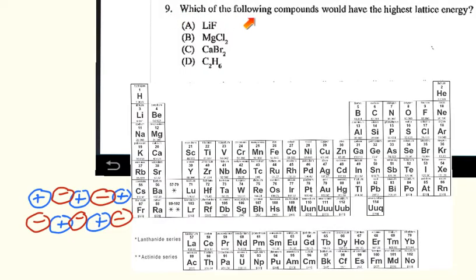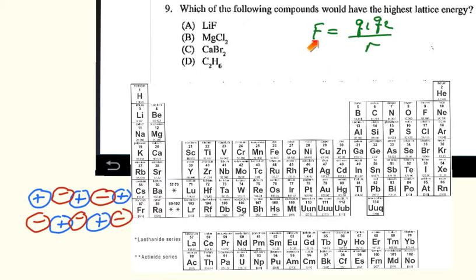Number 9, which of the following compounds would have the highest lattice energy? So I've drawn a lattice down here where we know the positive and negative ions line up in this sort of matrix or lattice. And lattice energy is the amount of energy it takes to break apart the ions. So the higher the lattice energy, the stronger the bond between these ions. And you remember that we can think about what causes the lattice energy to be higher using Coulomb's law.